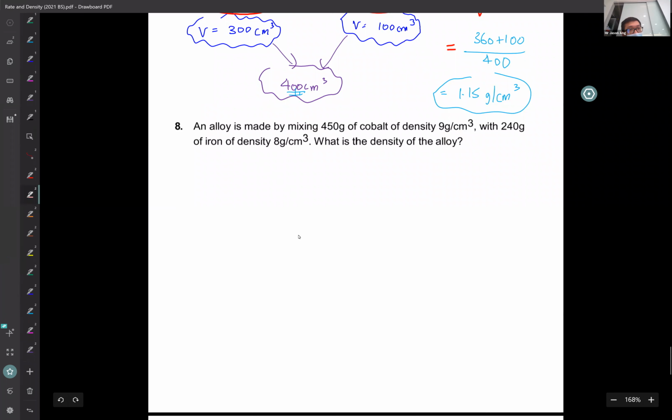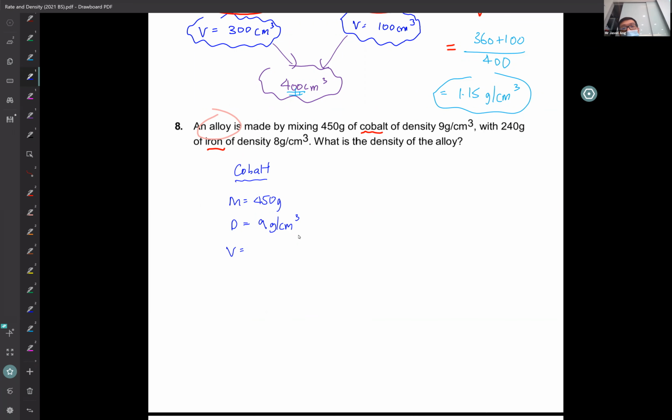This is an alloy, so it's a mixture of different materials. And they actually tell you what they add together, cobalt and then iron. So same thing, I want to write down all that I know about cobalt. The mass is 450 grams. Density is 9 gram per cm cube. From these two, I can find the volume. Okay, now press the calculator, tell me what is the volume going to be. What is 450 over 9?